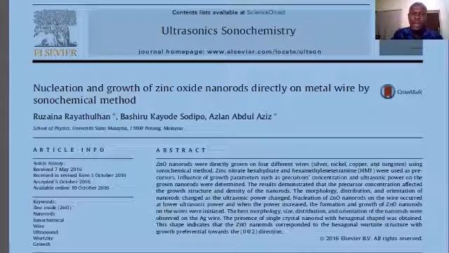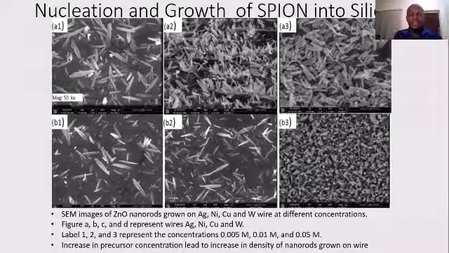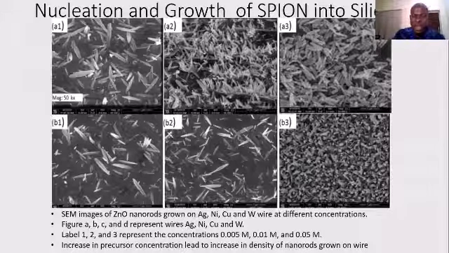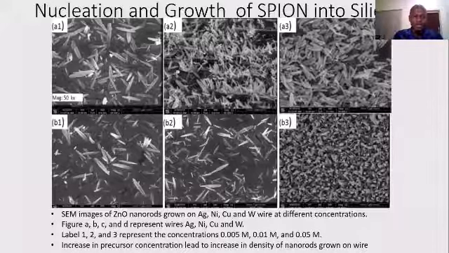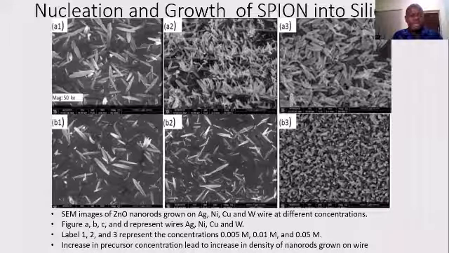And how do we know that the nanorods successfully grew with ultrasound on the wire? As you can see from this slide, these are the SEM images of zinc oxide nanorods that were grown on silver wire, nickel wire, copper wire, and tungsten wire at different concentrations. Figures A, B, C, and D show different wires. In figure A is silver, where zinc oxide nanorods are grown on silver, as you can see. And 1, 2, 3 represent different concentrations where zinc oxide nanorods were grown on silver wire.